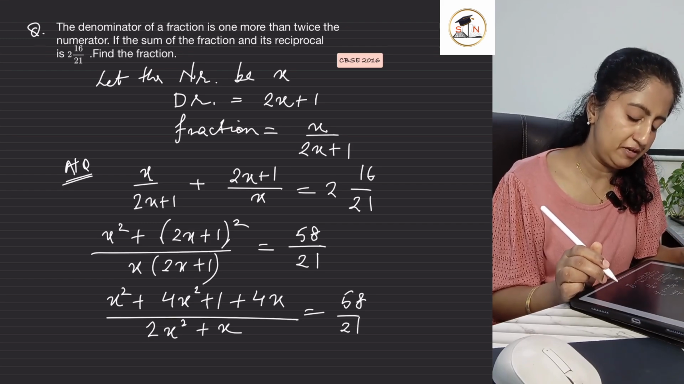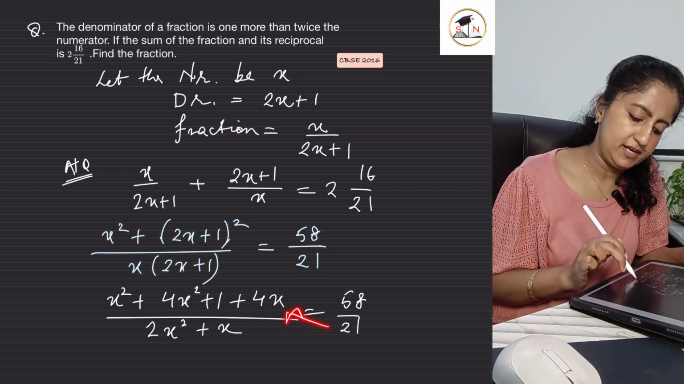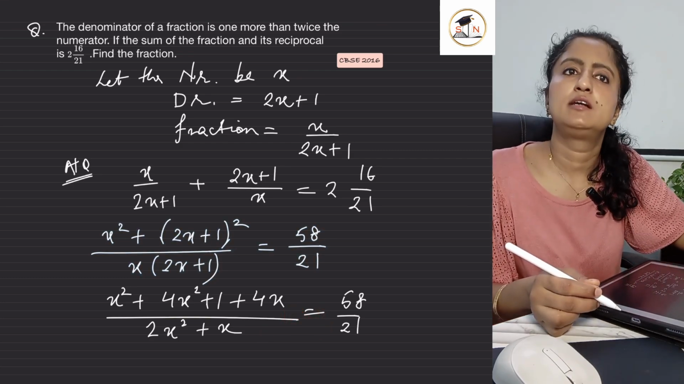Now we need to simplify, and simultaneously I'm going to cross multiply, right? There is no point increasing too many steps being in class 10th.